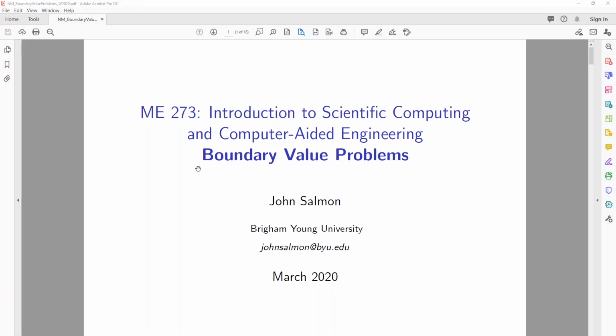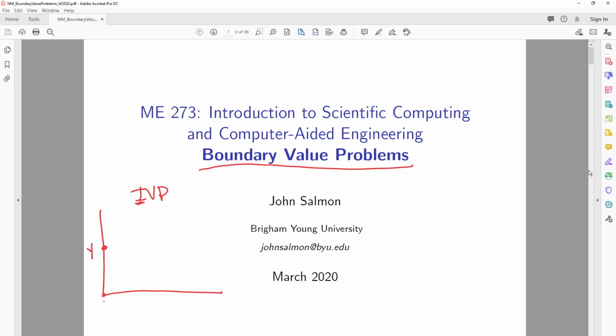Today we're going to talk about boundary value problems. And last week we were talking about initial value problems. So I'm going to have this IVP over here. And it was this initial, so we had something to do with the initial value.